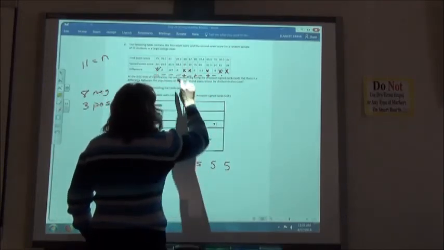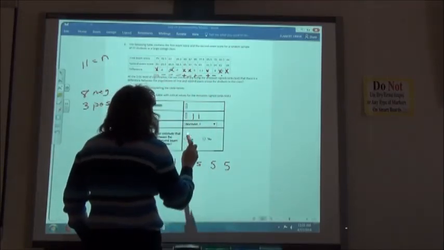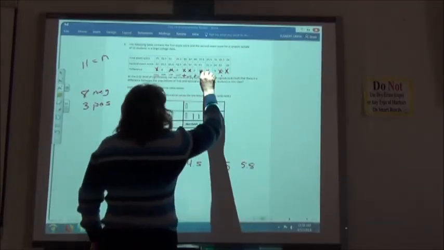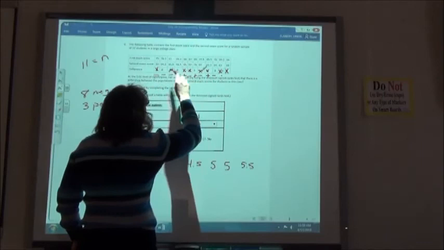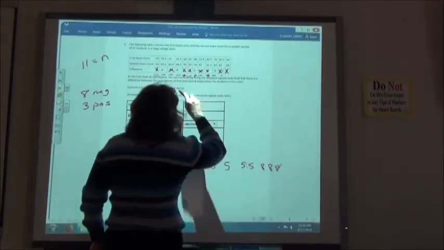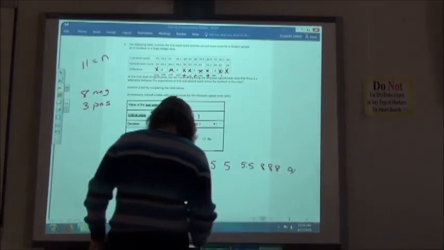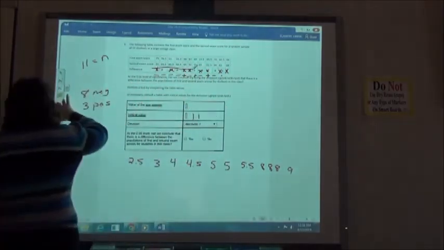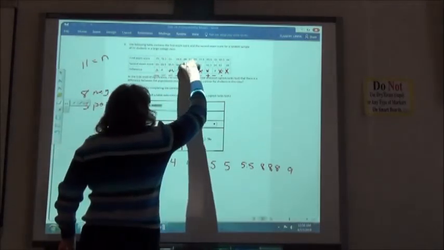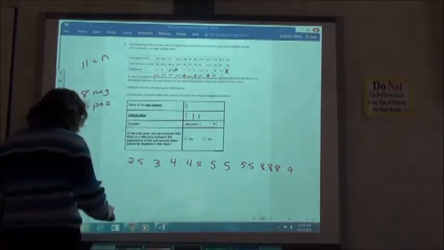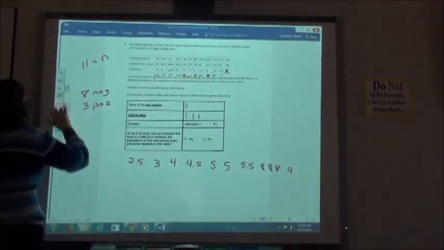Oops. I got my 4.5 already down there. And then I have my 5.5. And then I have 1, 2, 3 8s. And I have a 9. I think I got them all written down. Whoops. Turn my eraser back on. Now that I have them all written down. And my pen back on.